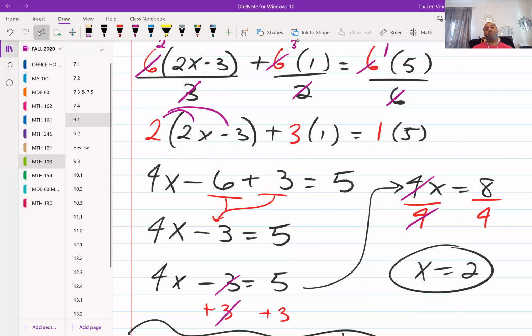All right, then we can add 3 to both sides. That'll be 4x equal to 8. Divide by 4, x is going to be equal to 2.